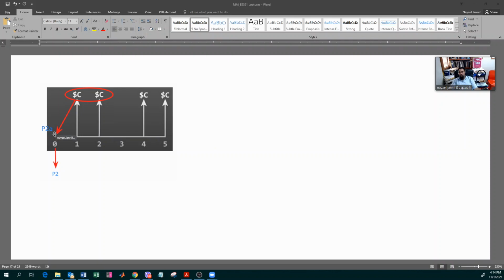Okay, our P2A. That's sitting at interval 0. Now let's look at the other side. Let's look at this side here. We have another two C's over here, but they are at interval 4 and interval 5.